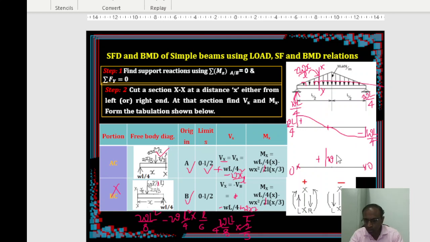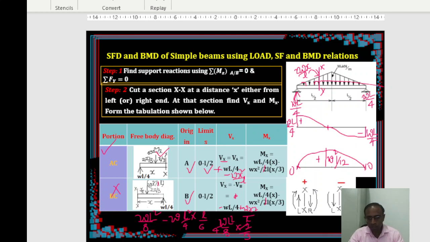It is positive only, so draw on the upper side. Mark this ordinate and join all the 3 points. Earlier it was a quadratic curve, but this equation is a cubic equation, so draw the cubic parabola. That's all. One particular portion alone is sufficient to draw the diagram for a triangular loading, right?